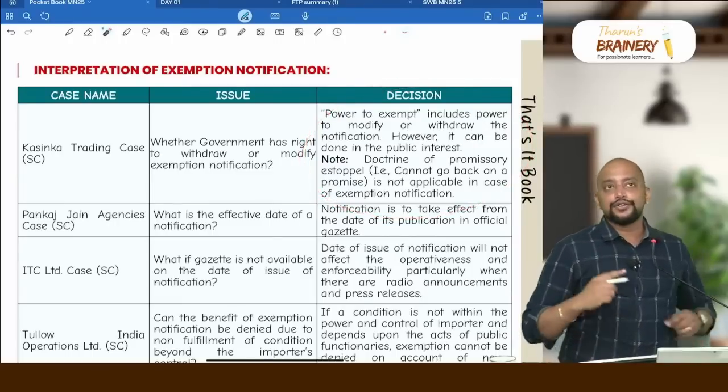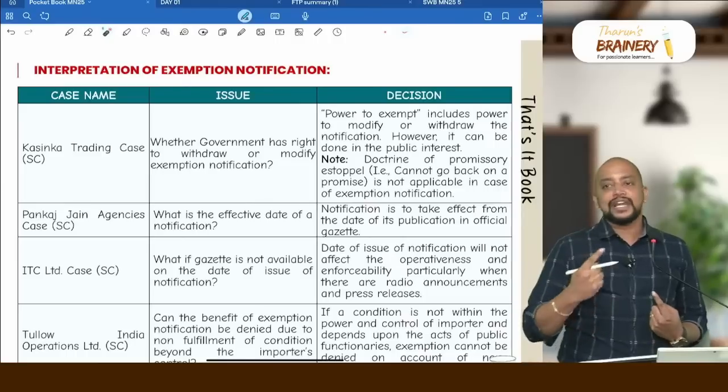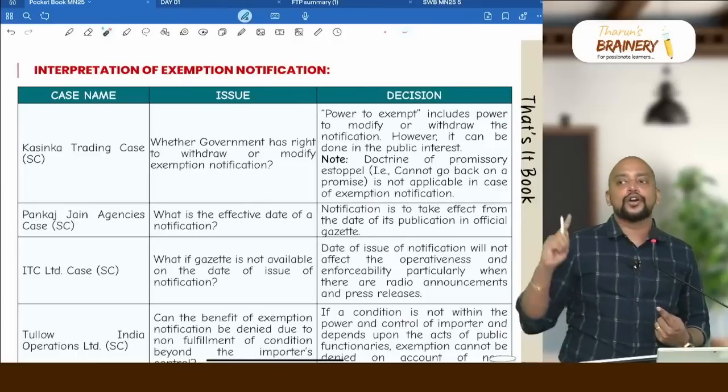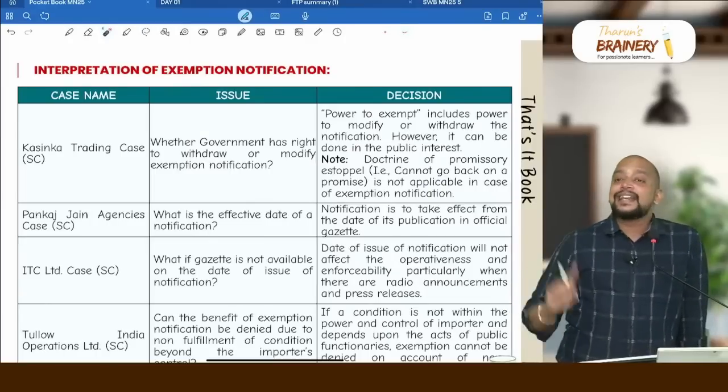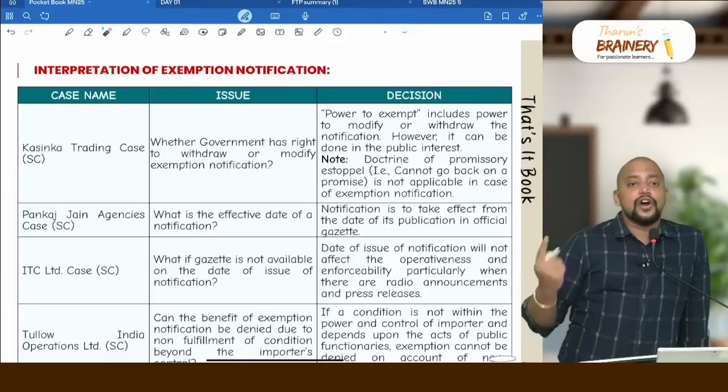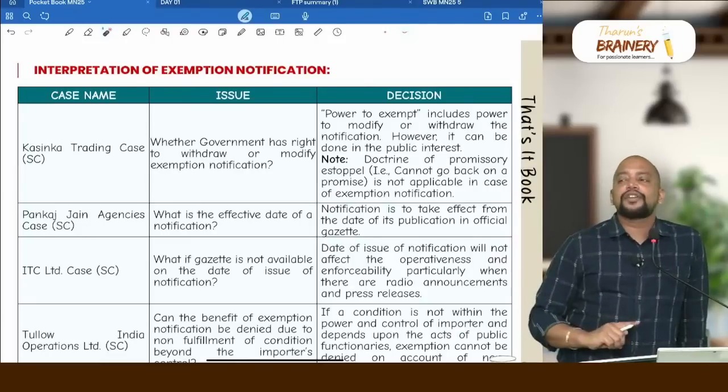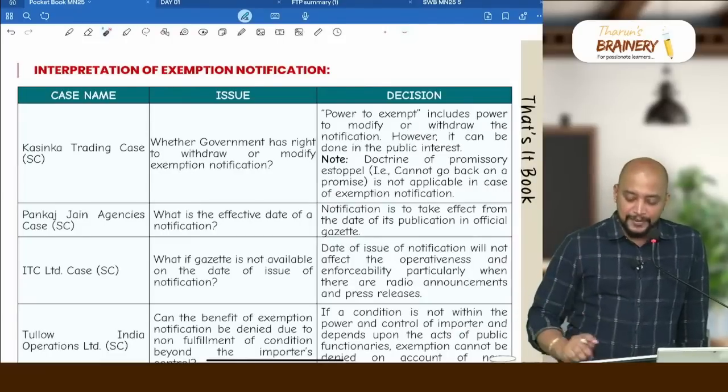Okay. So therefore, you need to write in the exam that an exemption notification is not a promise, and due to that reason, the doctrine of promissory estoppel is not applicable in that case. Consequently, any exemption given can be withdrawn or modified, but that modification should be in the public interest.